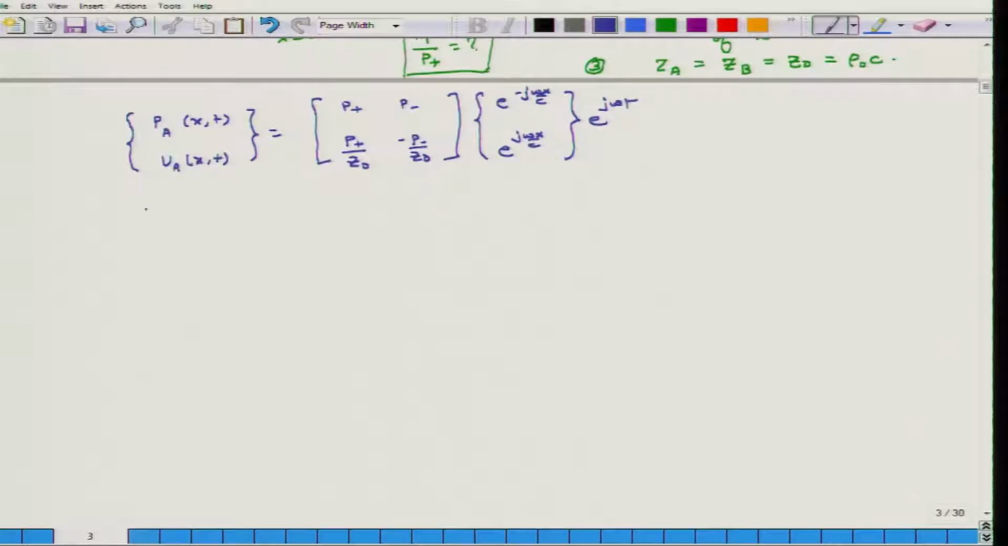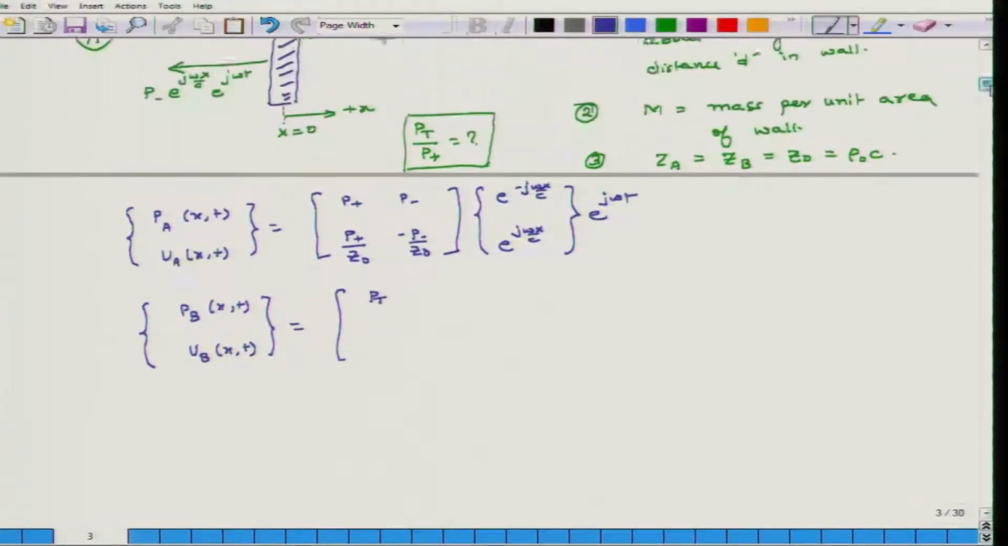Similarly, for the transmitted side, PB is the same as okay. So, PB xt and UB. So, B corresponds to the transmitted side, the other side of the wall, that is equal to.